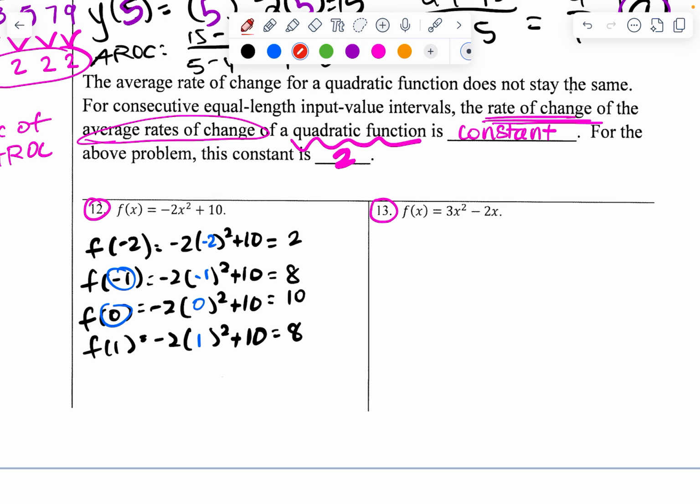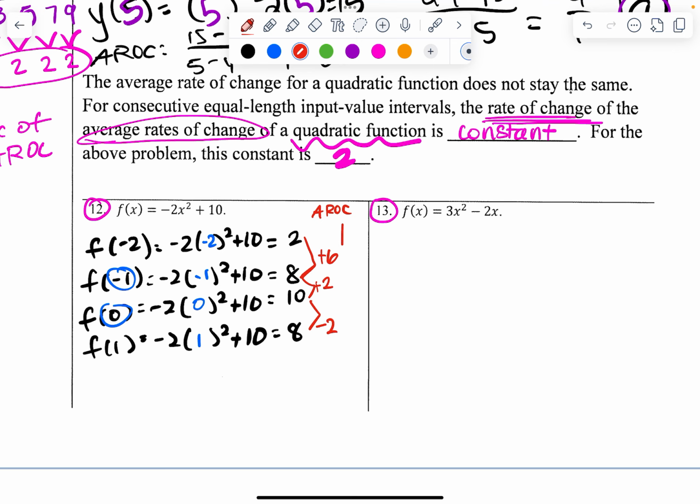So let's now look for the average rate of change, okay? So the average rate of change from 2 to 8 went up 6. The average rate of change from 8 to 10 was positive 2. Oh, sorry, this was positive 6. This was positive 2. And from here to here, we went negative 2.